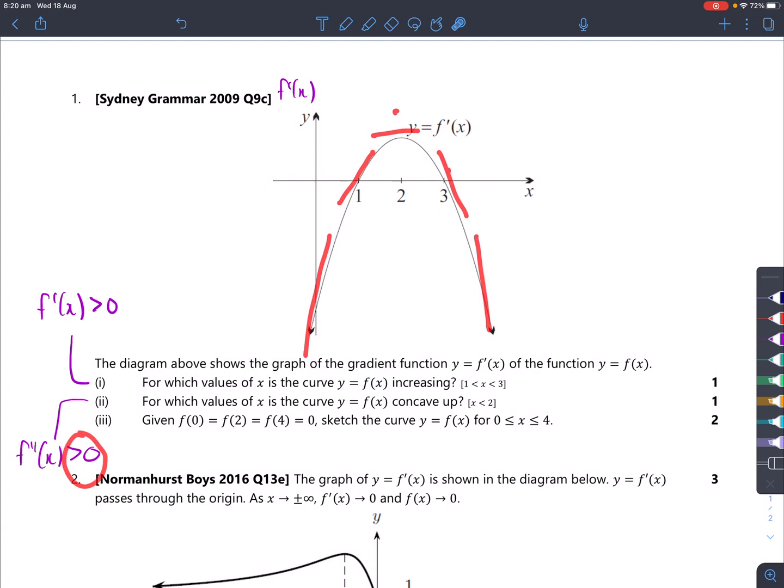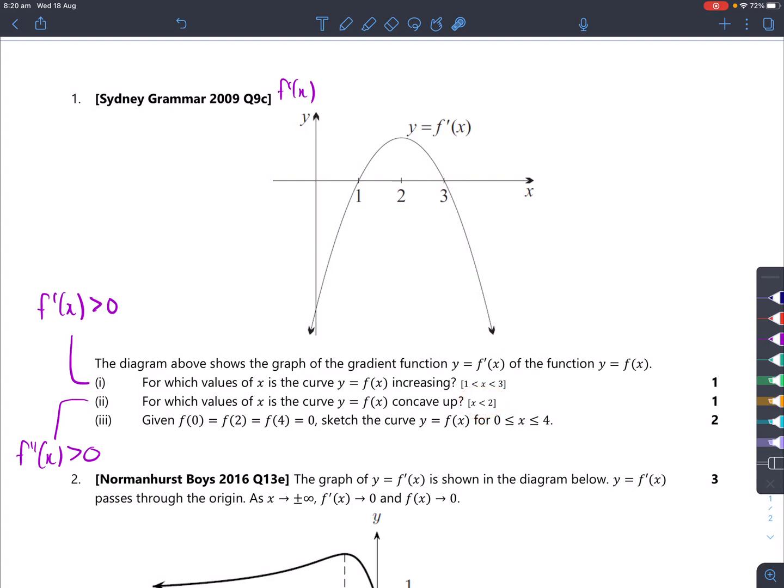That will be basically this portion of the graph. Because if you have a look at the tangents, they are all sloping upwards, which means they are positive. Hence the answer is x less than 2.